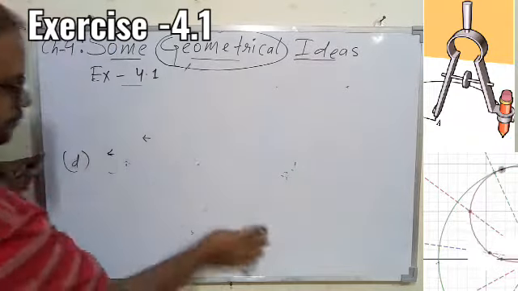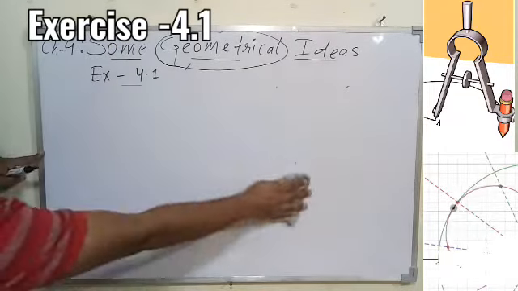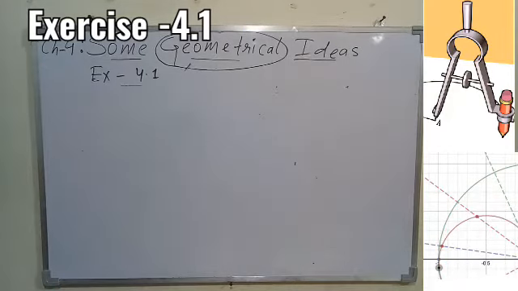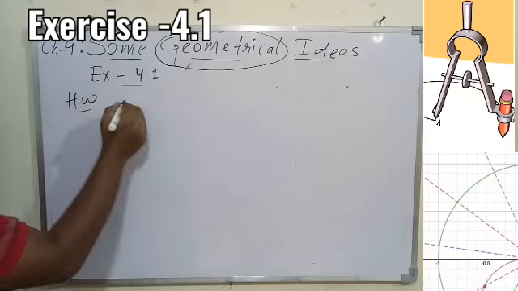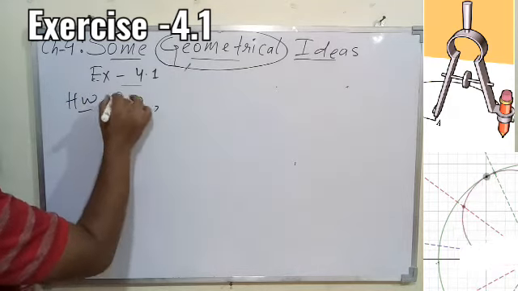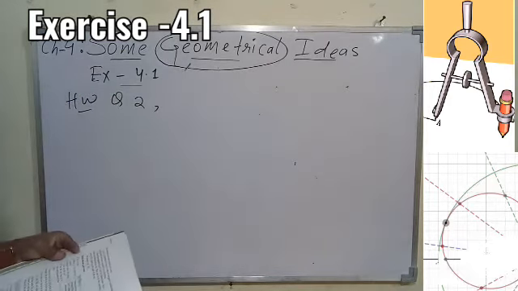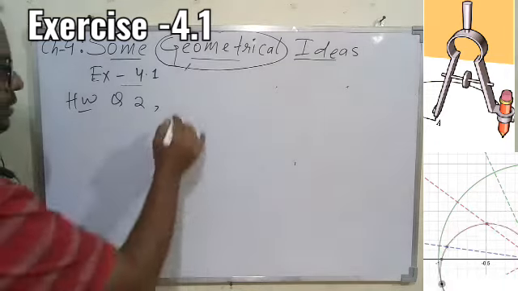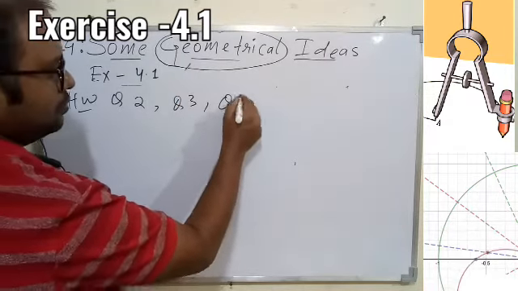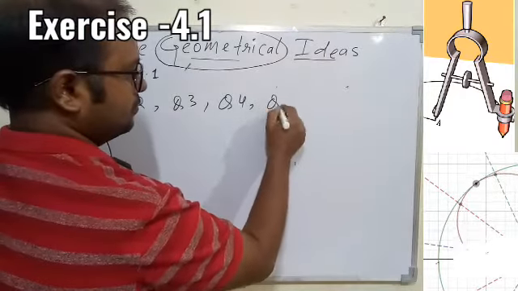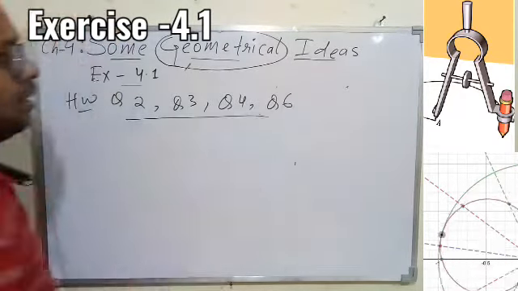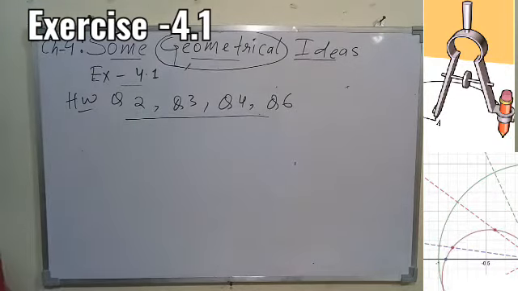So I hope you understood this much, and the rest of the questions which are not done by me, you must try yourself as homework. The homework that is given to you is question number 2, question number 3, 4, and question 6. Question 5 I have done. So these questions you have to try yourself.